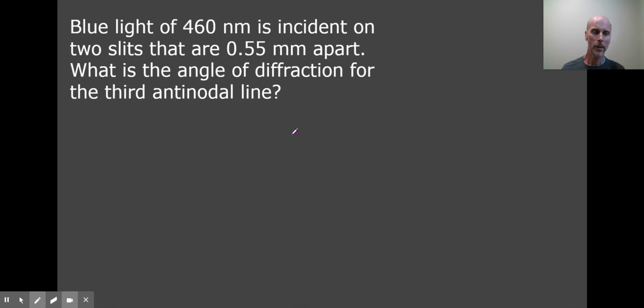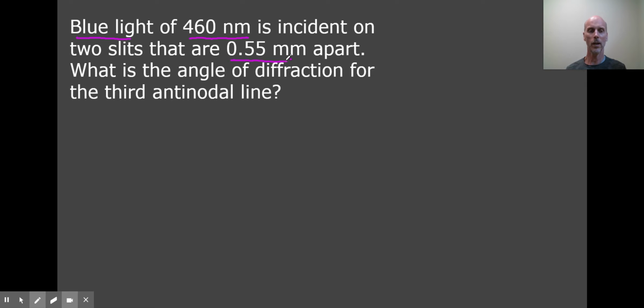Okay, now maybe we're ready to tackle a problem. Just a warm up here. So we're talking about light, so blue light. Blue light has a wavelength of about 460 nanometers. So in this question, we're going to use blue light with a wavelength of 460 nanometers. It's incident on two slits that are 0.55 millimeters apart.